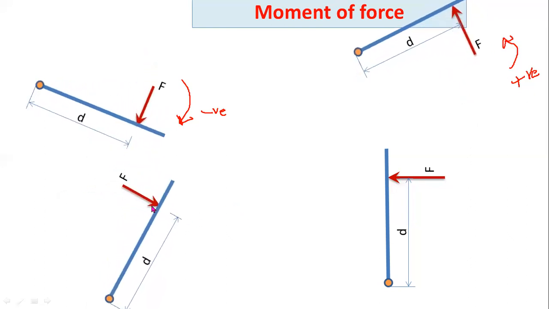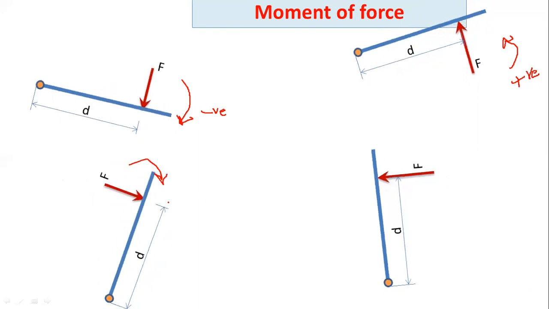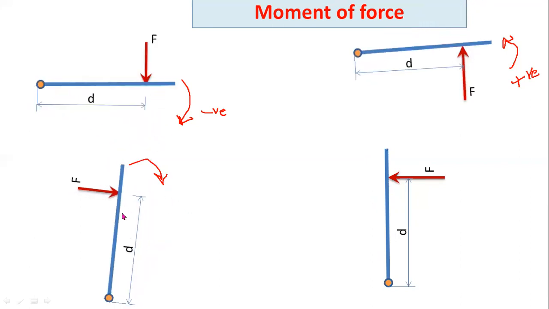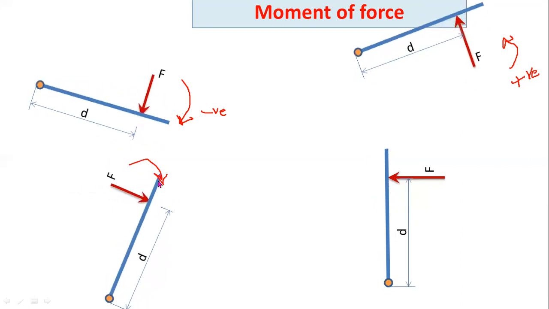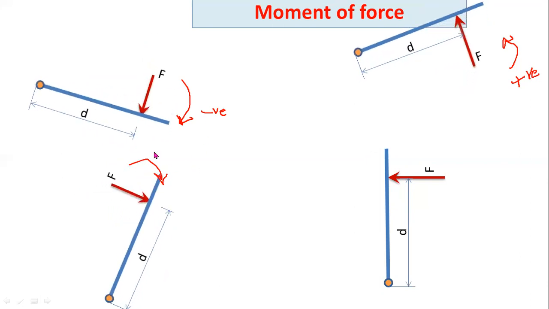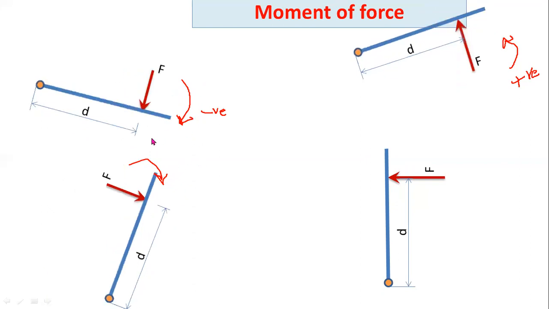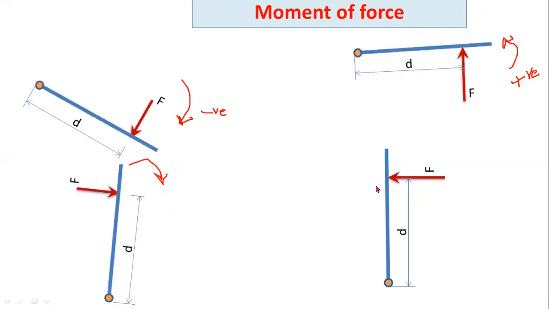Here you can observe this is a clockwise movement. For clockwise direction, you have to consider negative sign. This one and this one are both clockwise direction, so you have to consider negative sign for these two cases.